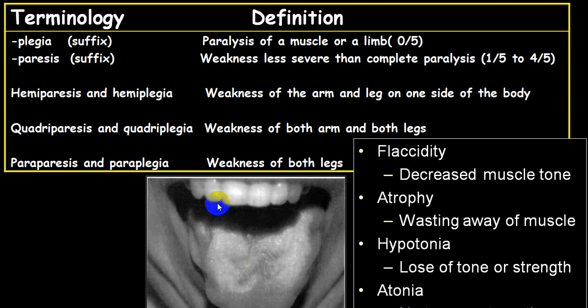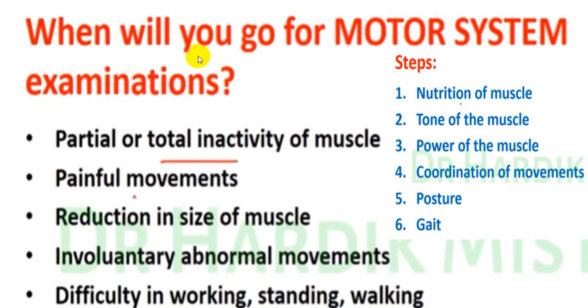And this is a photograph showing you the tongue, and there was very nice fasciculation seen in this tongue. This will be seen in a lower motor neuron type of palsy, and that is classical in case of motor neuron disease. So in the motor system, we examine different things like nutrition of the muscle, tone, power, coordination, posture, and gait. It will also include, in the motor system, reflexes, as some people also include them.